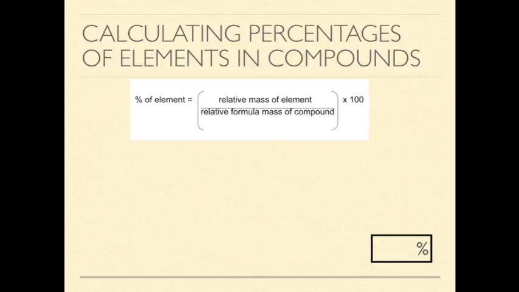Periodic table. So, to find the percentage of an element, you need the relative mass of the element, the top number on the periodic table. You divide it by the relative formula mass of the compound, how much the whole thing weighs, just like the whole bag of sweets. And then you multiply by 100 to get your percentage.